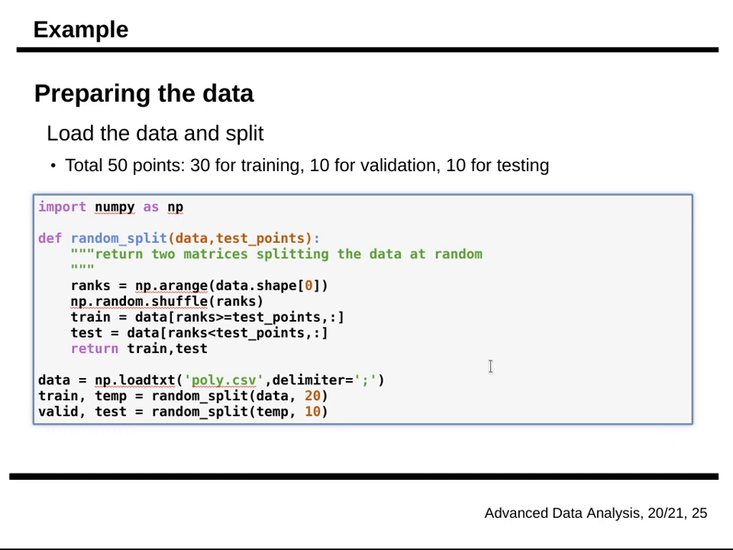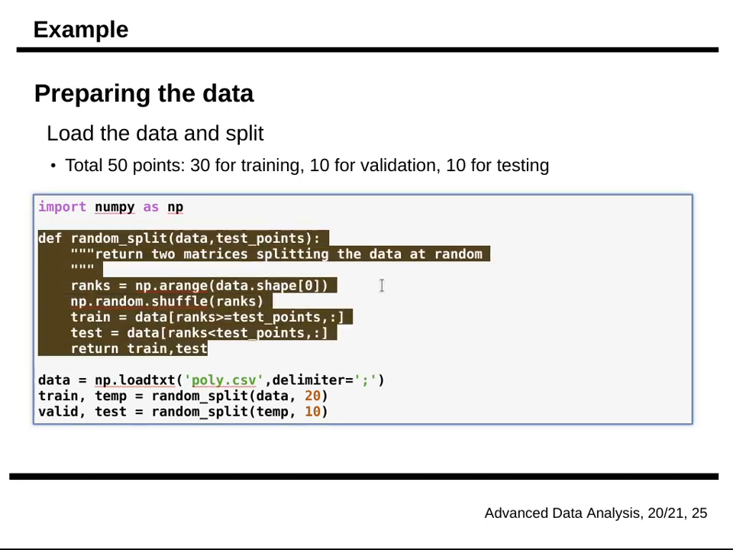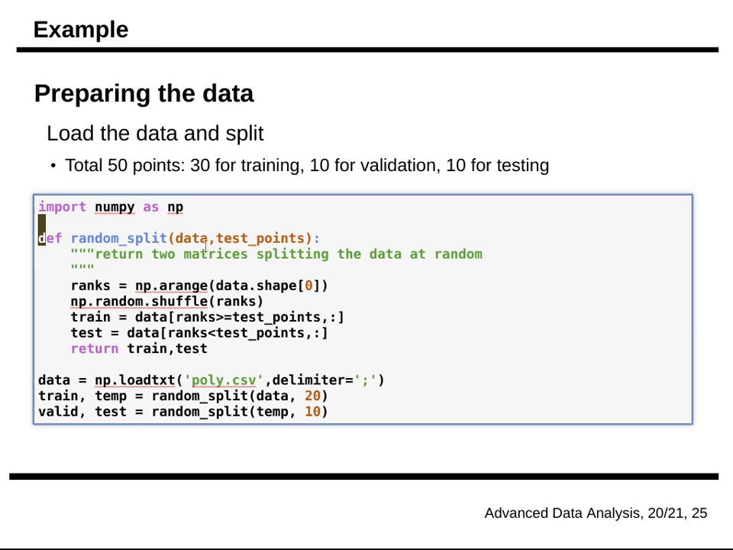This is simply a text file separated by a semicolon, and then we are going to load this data and split it. These are 50 points in total. We're going to use 30 for training, 10 for validation, and 10 for testing. So one way we can do this is to create this auxiliary function that receives as input a matrix with our data, and we'll split it into a training set and a test set with this number of points.